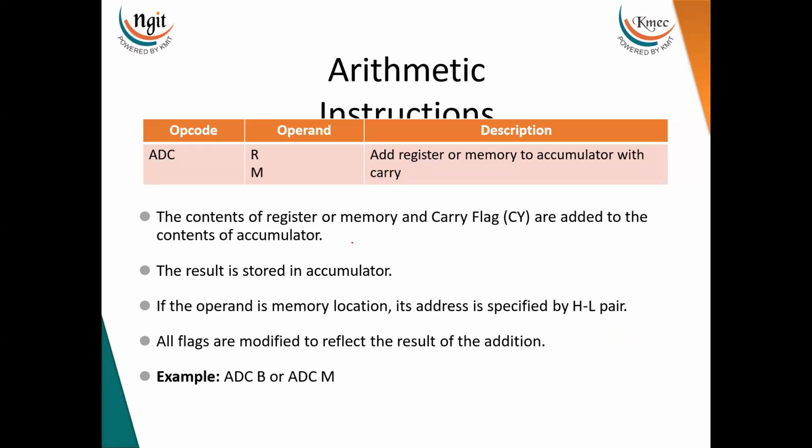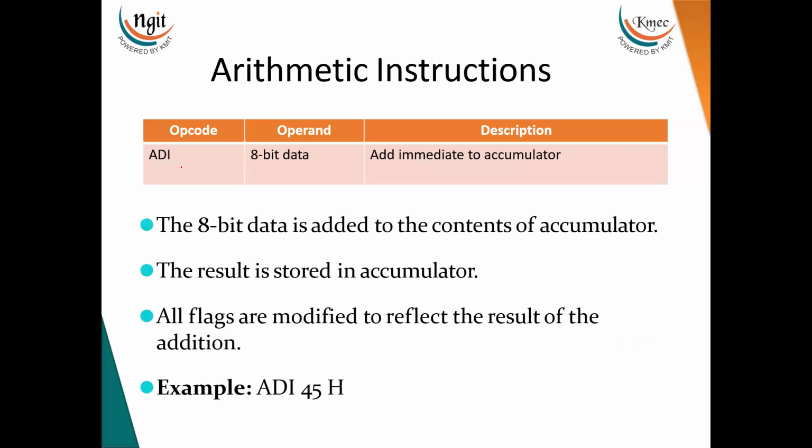Now add with carry. If we need to consider the carry, then we have to use ADC. ADC B means B content we are adding with the accumulator and also considering the carry. If carry is set, then the carry bit is also added. Similarly, memory content will be added with the accumulator along with the carry. Now ADI, add immediate 8-bit data, means whatever data you specify will be added with the accumulator content, and the result will be stored in the accumulator.